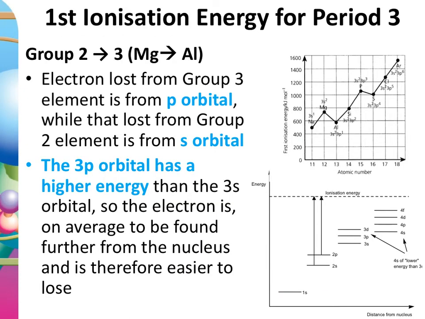Okay, so let's look at the first anomaly. So that's when we go from group 2 to group 3. So on our example here, it's from magnesium to aluminium. But actually, I want to stress this would be true of any group 2 to group 3 element. So we could be looking at calcium to gallium, or strontium to indium, for example, or even beryllium to boron.